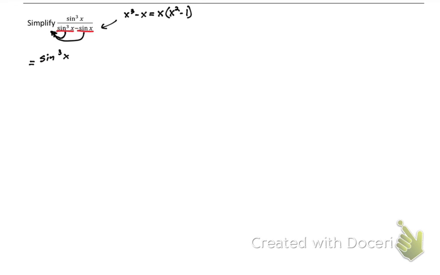Turning this into sine cubed x. Maybe I should give myself a little more room. Sine cubed x all over sine x times, well, sine cubed x dividing sine x out, we'll have sine squared x minus sine x divided by sine x is a 1.